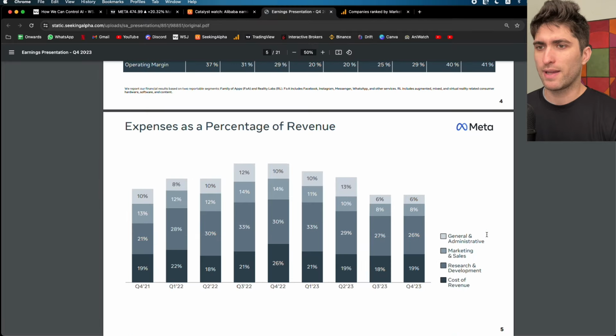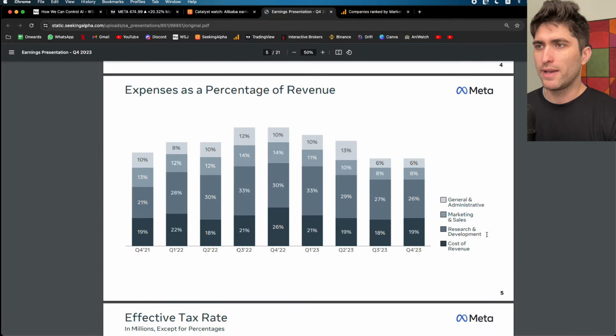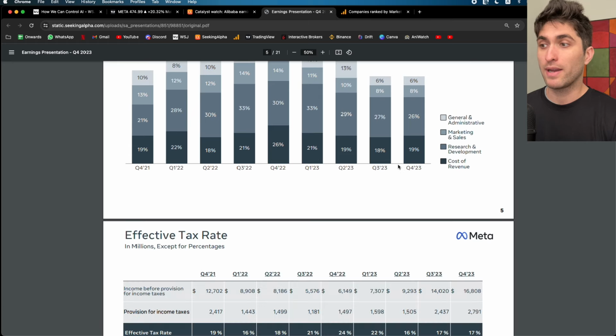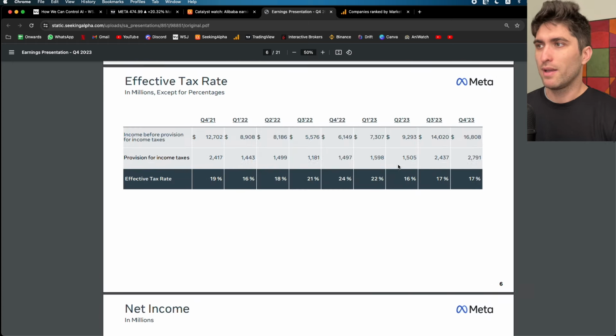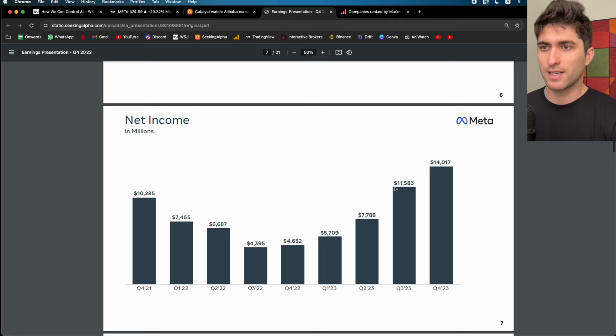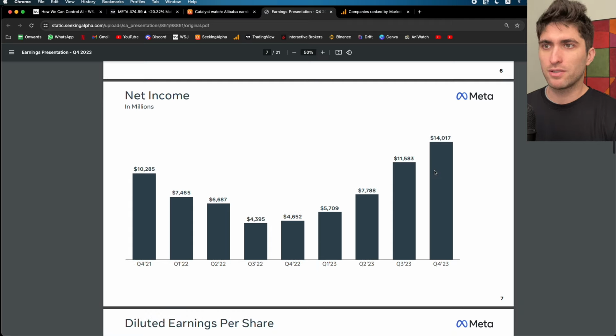Okay, we're going to see that. I'm pretty bullish on that. Expenses as a percentage of revenue, you know, restructuring in 22, and now their COGS are coming on down, which is going to help their bottom line, which is exactly what's happened, right? Their net income is skyrocketing, right? And this led to two huge announcements.